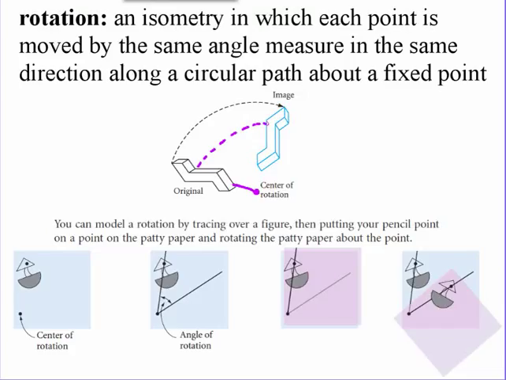And so you can model a rotation by tracing over a figure, then putting your pencil point on the patty paper and rotating the patty paper about the point. So that's what I talked about when I said the clock hand. Because here you have the center of the clock, and then what you've done is draw up your clock hand. And so it's just like it ticks, tick, tick, tick. And then what is it finally going to look like? Okay. The rotations are honestly the hardest ones to visualize. So the best way to visualize it is using the mentality of a clock.